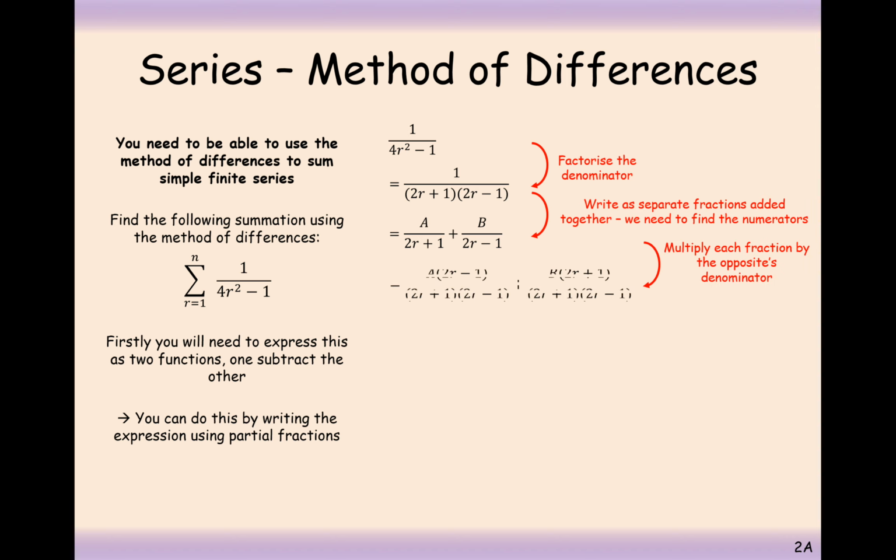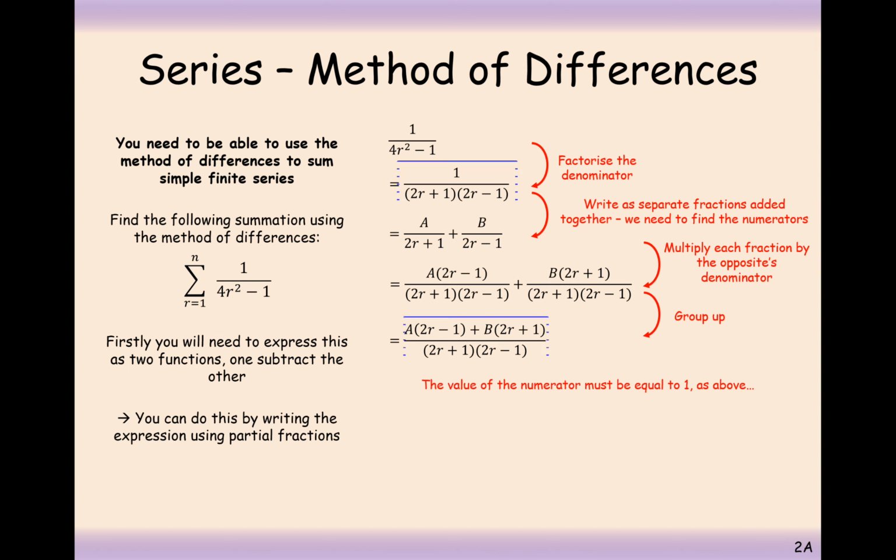So what we'll now do is, using the technique of partial fractions, create common denominators on both of the two terms, and then group them up together. And then what we're going to look for is for the bottoms to be equal to each other, but then for the tops to equal each other as well. So we're looking for 1 to equal this top thing here. So 1 must equal a brackets 2r minus 1 plus b brackets 2r plus 1.